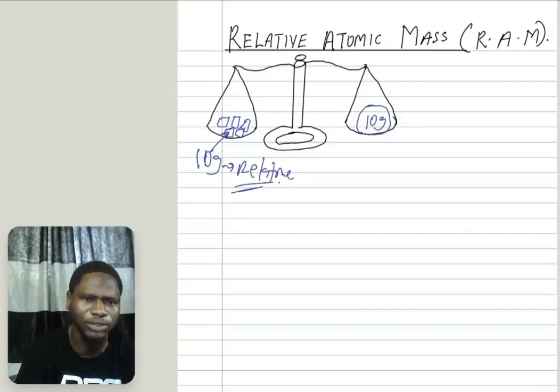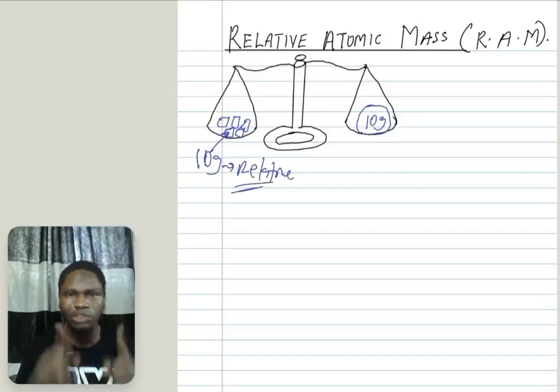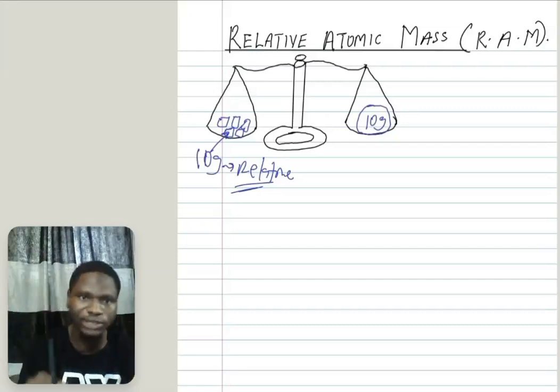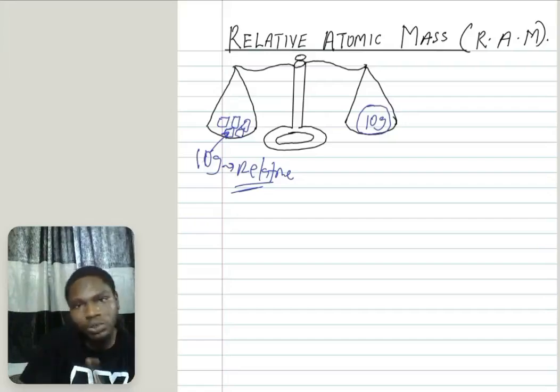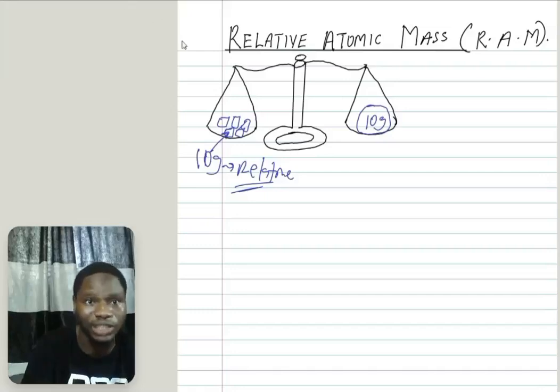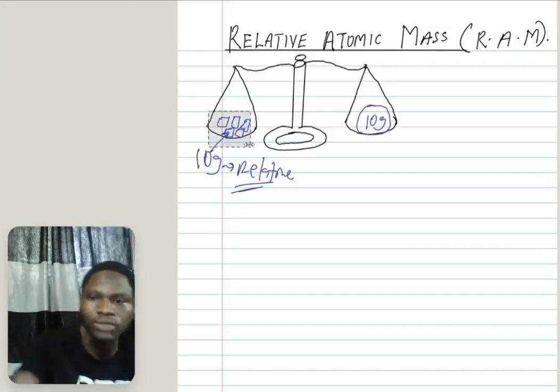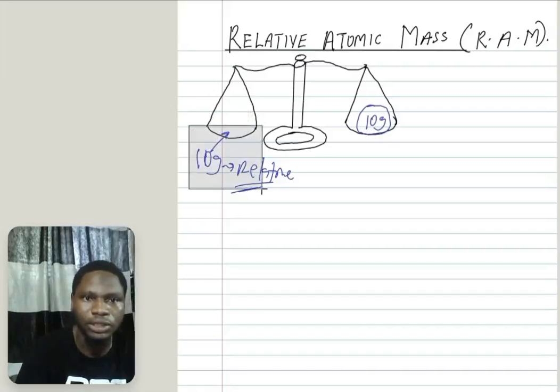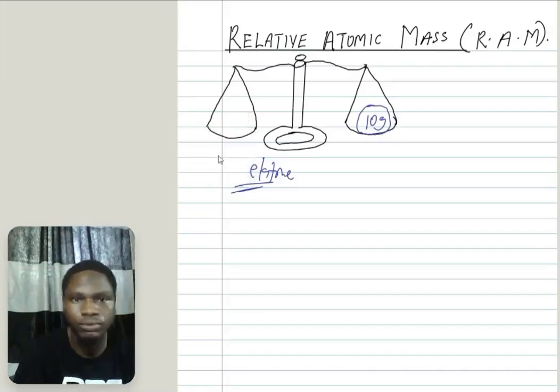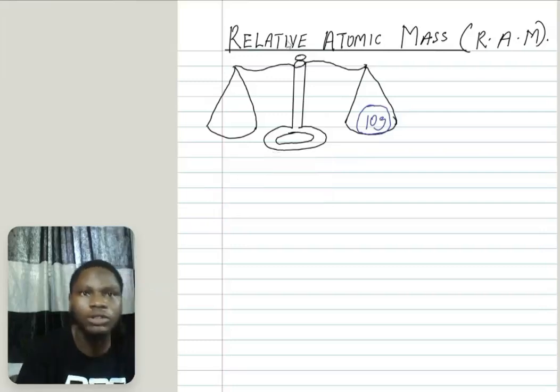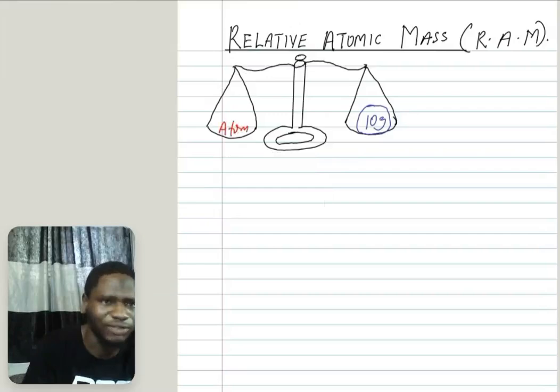Let me tell you something. Whenever you are measuring something with respect to another thing, we use the word relative. Because we are measuring this 10 grams with respect to this 10 grams here, we say the mass is relative. Now pay attention. Is it possible for me to measure the mass of an atom on this scale like this? No, that is very small. It's not possible. So what do we do here?